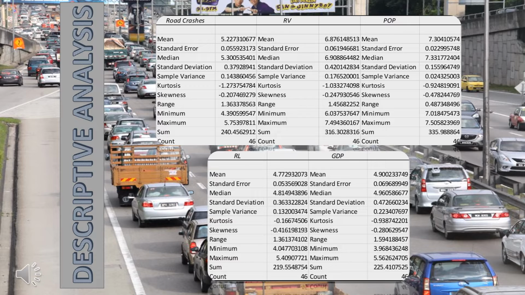For RV, the mean is 6.88 and the median 6.91. For POP, the mean is 7.30 and the median 7.33. For RL, the mean is 4.77 and the median 4.88. For GDP, the mean is 4.9 and the median 4.96. However, when the mean is greater than the median, it indicates that the distribution is right skewed.